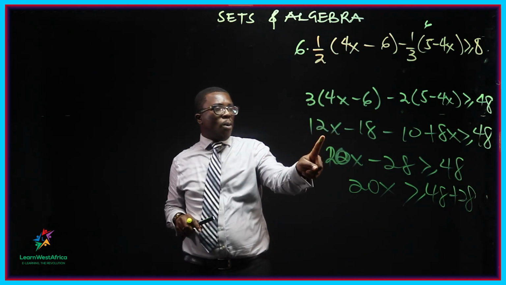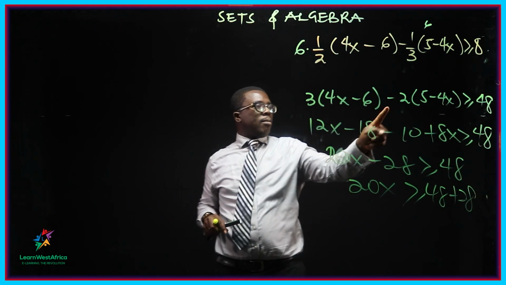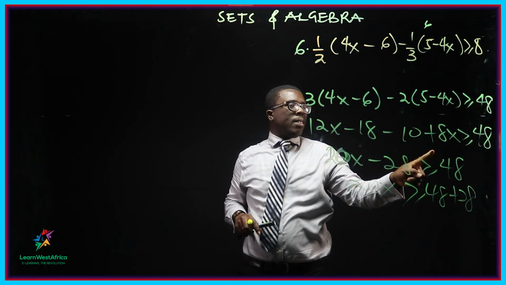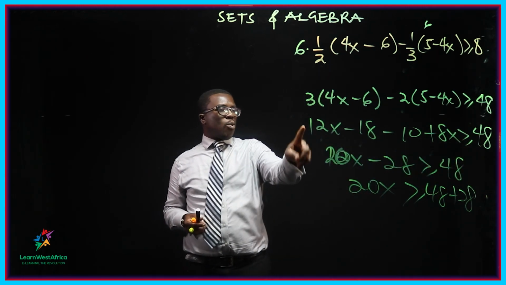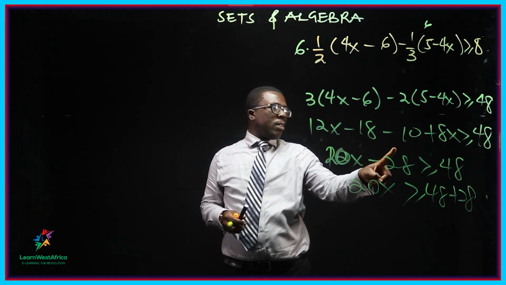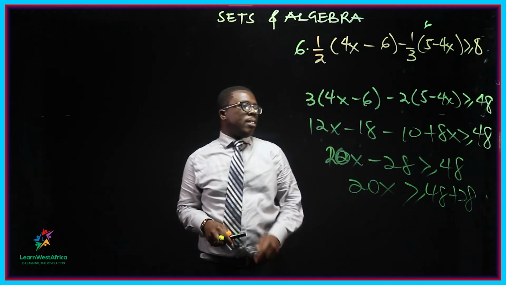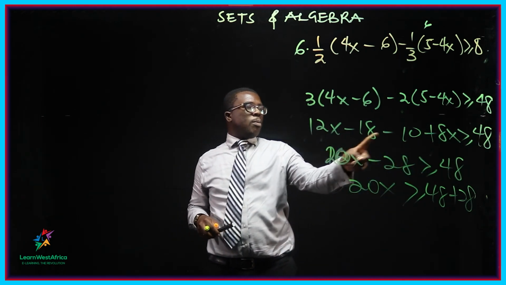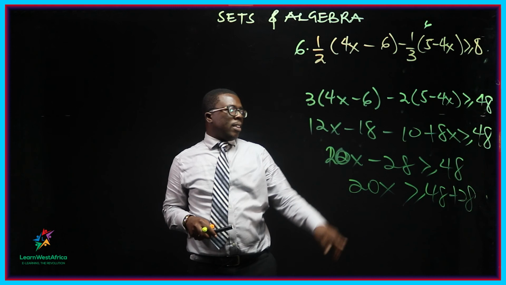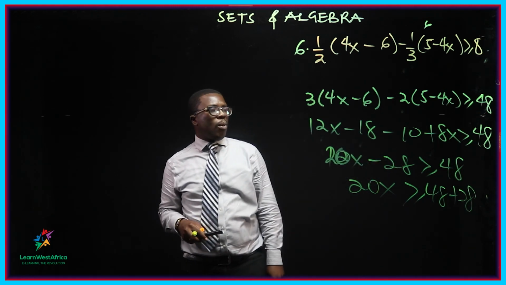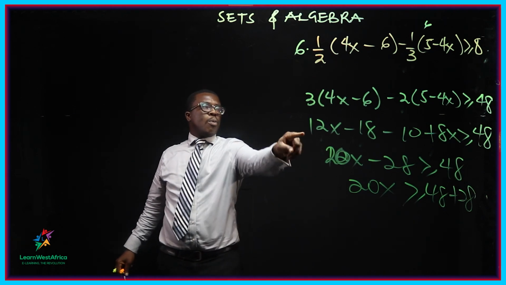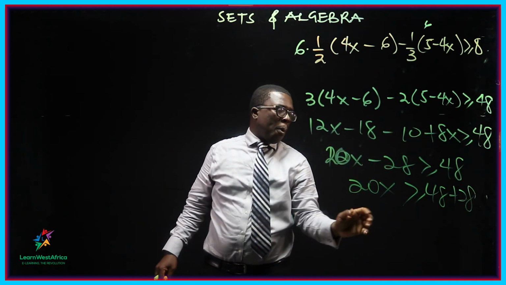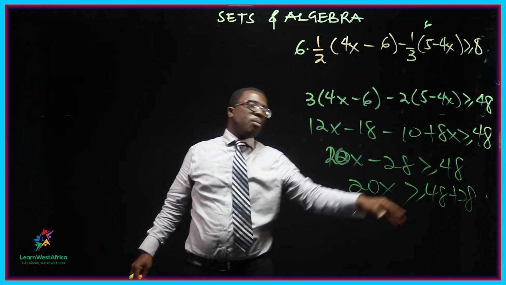3 times 4 is 12, 3 times 6 is 18, minus 10, plus 8x greater than or equal to 48. Okay? So you have 12x minus 18 minus 10 plus 8x. The minus 18 minus 10 is minus 28. Now you take it there and add. You have 20x, because 12x plus 8x is 20x. 20x is greater than or equal to 48 plus 28.